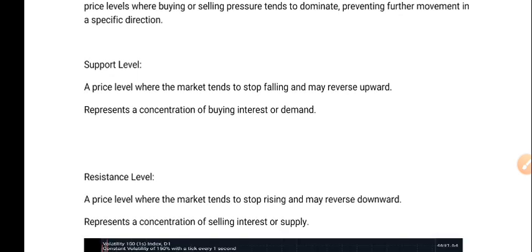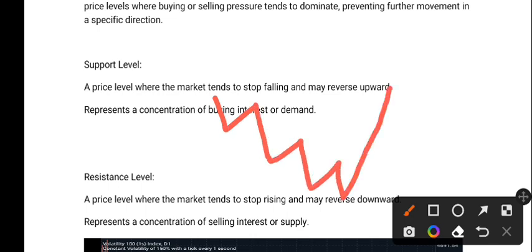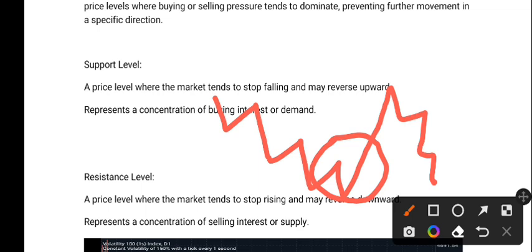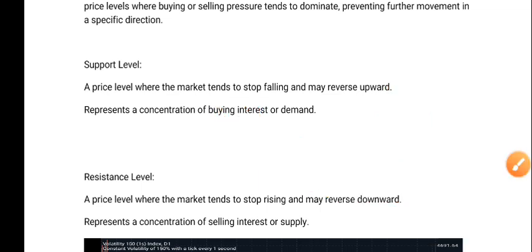So the support level is a price level where the market tends to stop falling and may reverse upward. You understand? So price is falling, that is here, and this is where we've identified that price originally fell. So now when price is coming back, it may reverse upward in this place. So this place here is a support area.